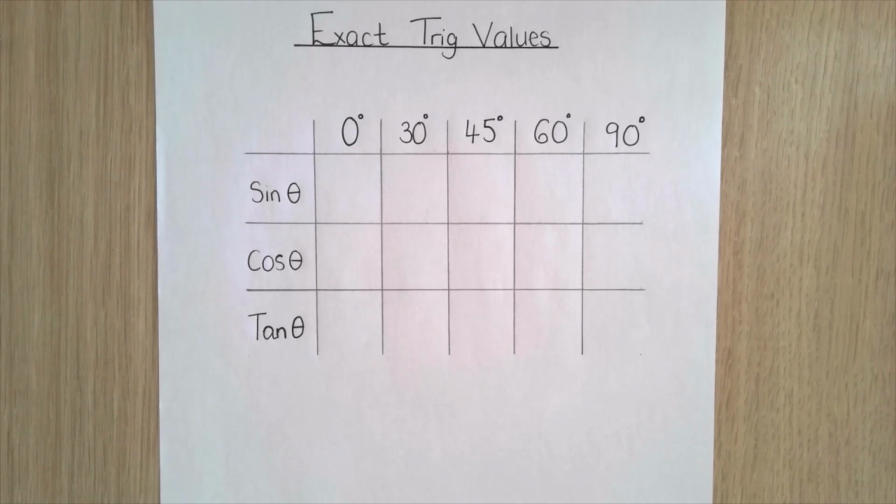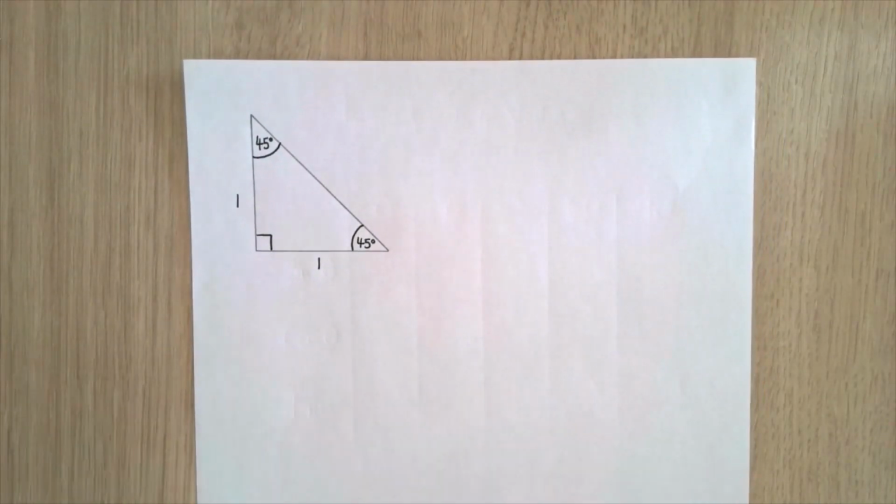I do suggest that once you have watched this video through, that you copy this table into your notes and you fill it in with the exact values that we work through as we go forward. So, to show you how to do this, I'm going to start with a triangle. Obviously, basic trigonometry SOHCAHTOA type triangle.